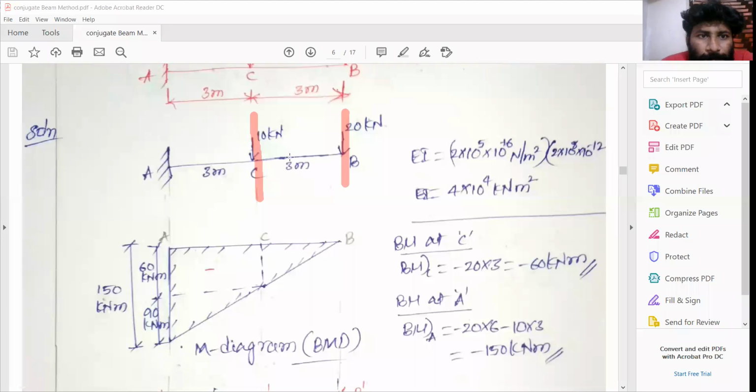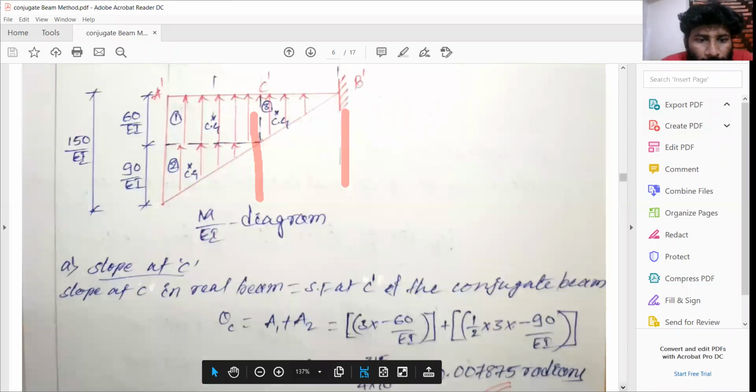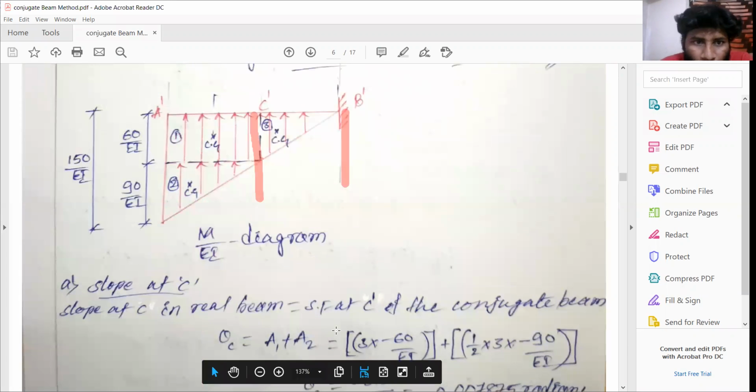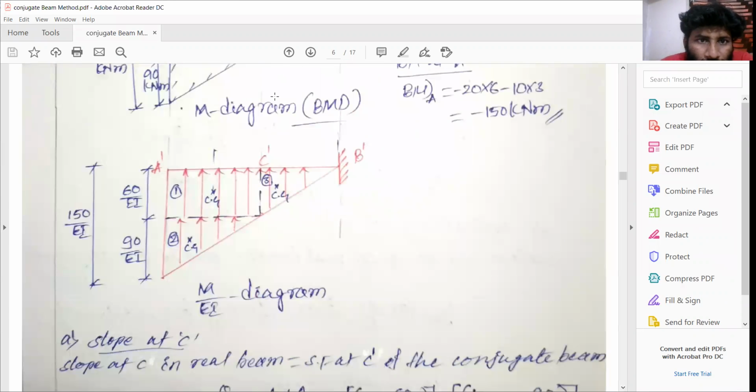So for that, first we'll look into slope at C. The slope at C in the real beam is equal to the shear force at C of the conjugate beam. You can see that. So I wanted to find the slope at C, and that's equal to the shear force in the conjugate beam. This is at C, the exactly corresponding section.